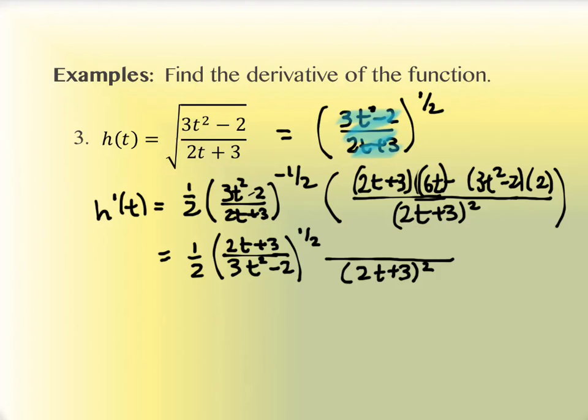So somebody tell me what I'm going to have in my numerator. 6t squared. How about 12t? Oh, yeah. 12t squared, uh-huh. Plus 18t. Good. Minus 6t squared. Plus 4. Okay, does everybody agree? And the 12t squared and the -6t squared, those two pieces will combine. Agreed?